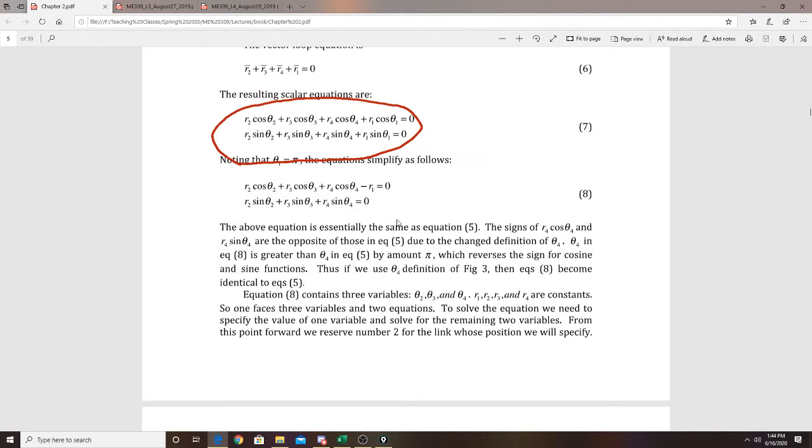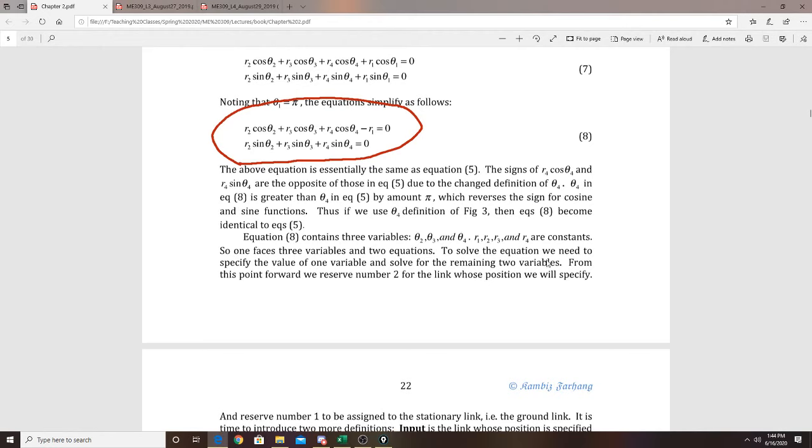It will never get longer because they are linked together at a certain point. They cannot get longer. So, it says, to solve the equation, we need to specify the value of one variable and solve for the remaining 2 variables. From this point forward, we reserve number 2 for the link whose position we will specify. So right there, what I'm telling you is that theta 2 is the input link, which means that we, as the people moving the mechanism, are going to specify how we are turning it, what speed we're turning it. And so theta 2 will be known based on us. We will know how fast we are turning it, at what angle, the angular velocity. We will know all of that simply because we're the ones doing it.